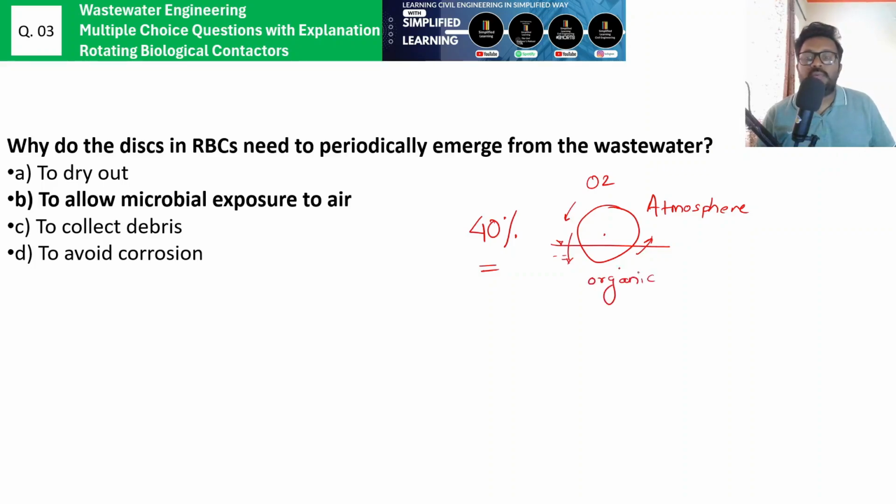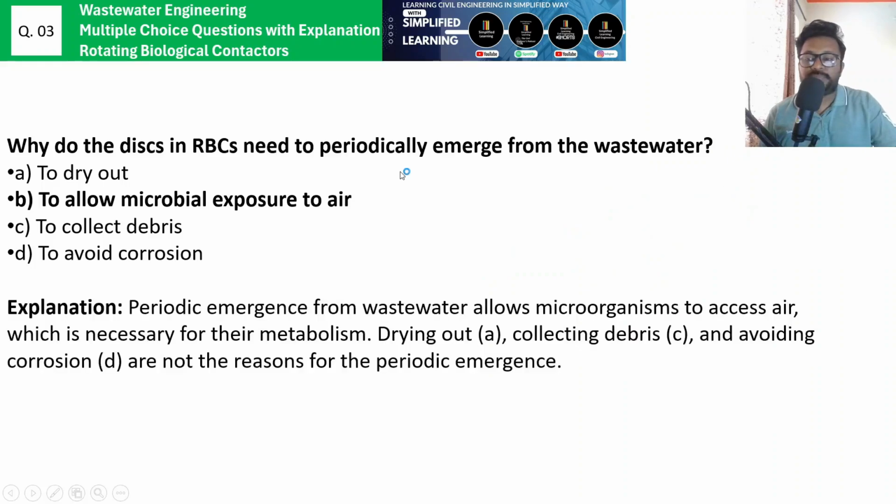Therefore, when the disc is emerging from wastewater, it is exposed to the atmosphere and it allows microbial exposure to air. Periodic emergence from wastewater allows microorganisms to access air, which is necessary for metabolism. Specifically, aerobic bacteria need the O2 levels maintained.